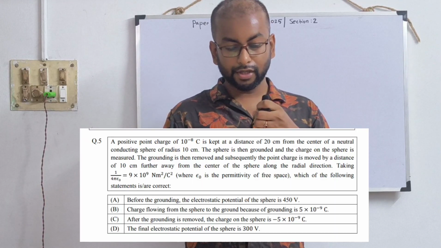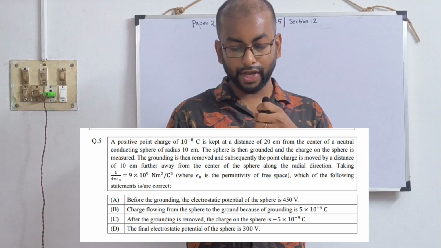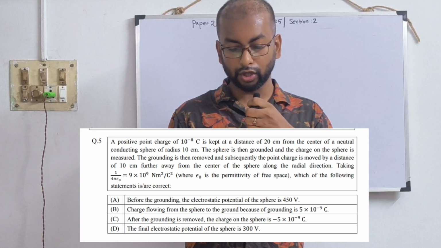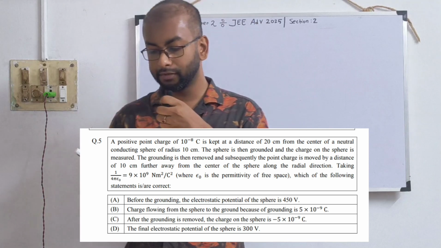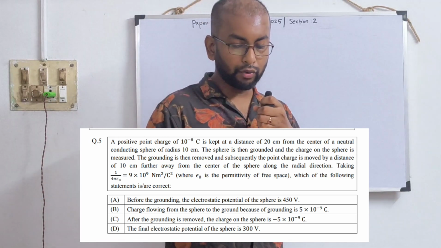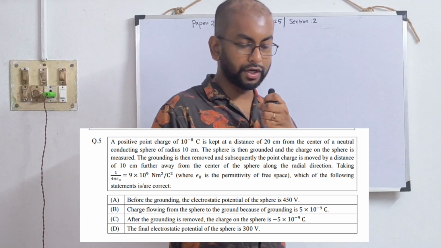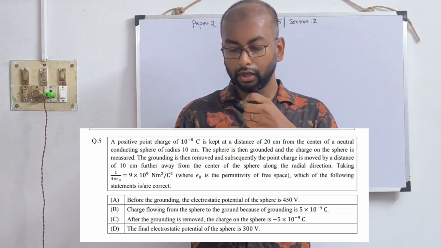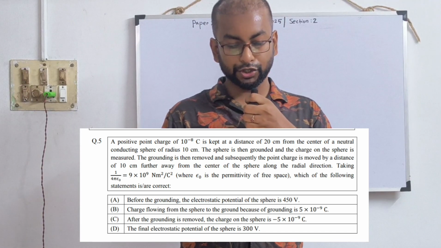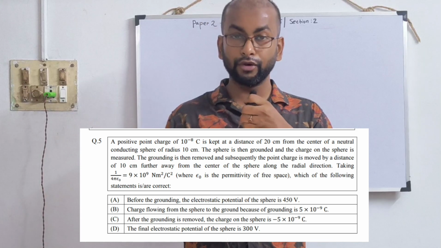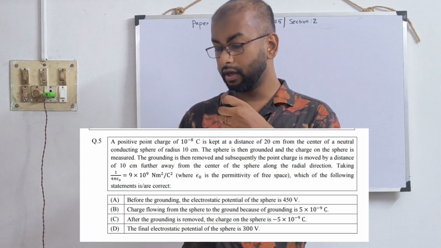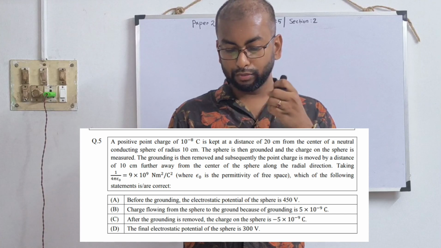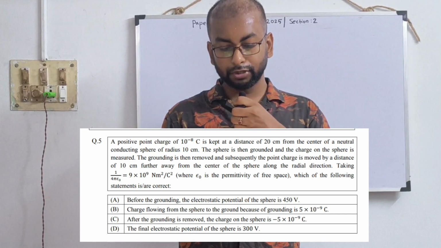The question number 5 says a positive point charge 10 to the minus 8 coulomb is kept at a distance of 20 centimeter from the center of a neutral conducting sphere of radius 10 centimeter. The sphere is then grounded and the charge on the sphere is measured. The grounding is then removed and subsequently the point charge is moved by a distance of 10 centimeter further away from the center of the sphere along the radial direction, taking 1 by 4 pi epsilon naught value to be this. Which of the following statements are correct?